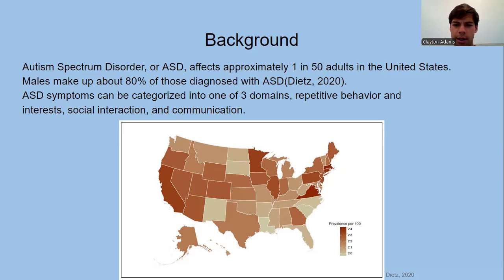Looking at this slide, it gives you a breakdown of the prevalence per 100 people of autism in the United States. There really is no geographical influence on autism diagnosis that has been found yet.